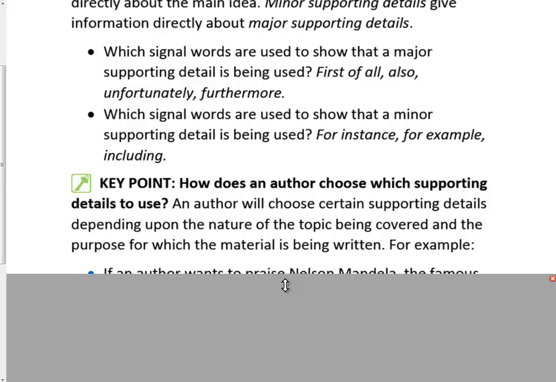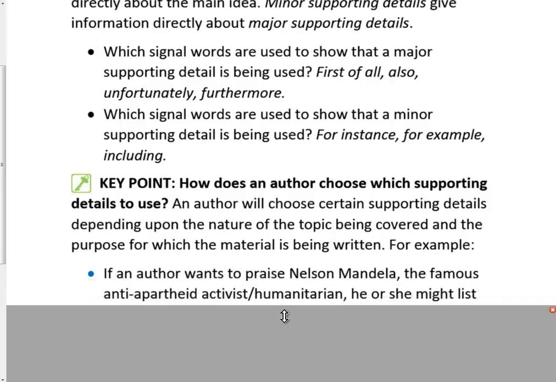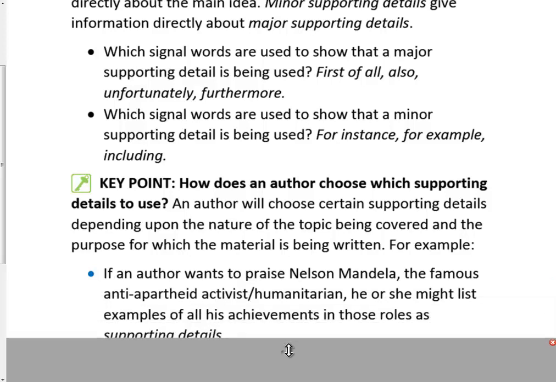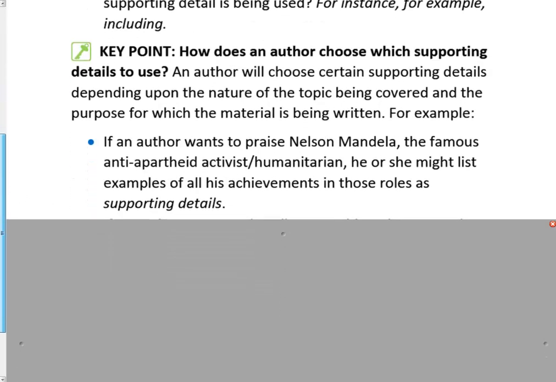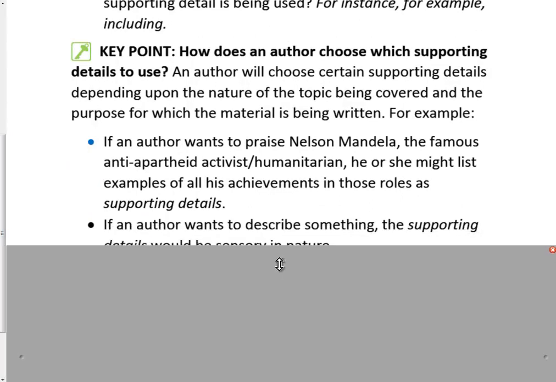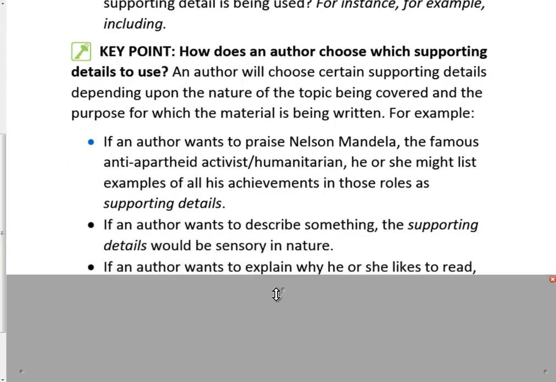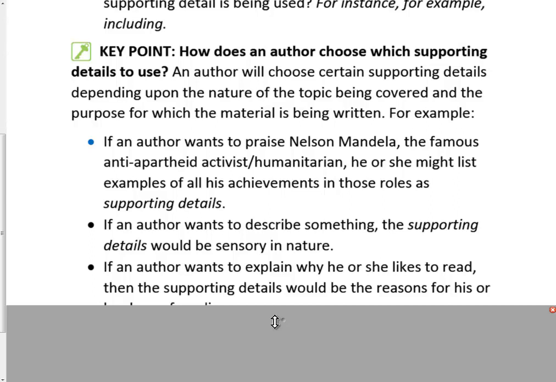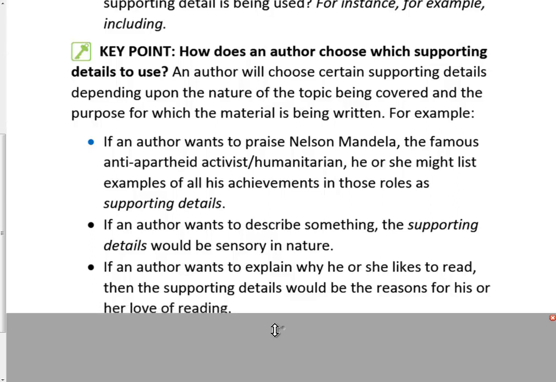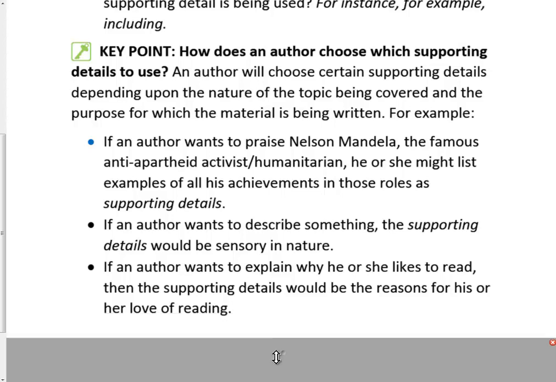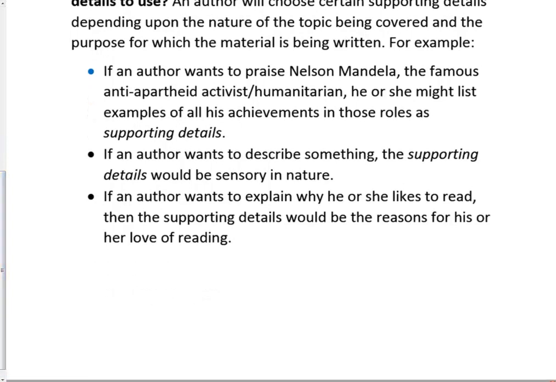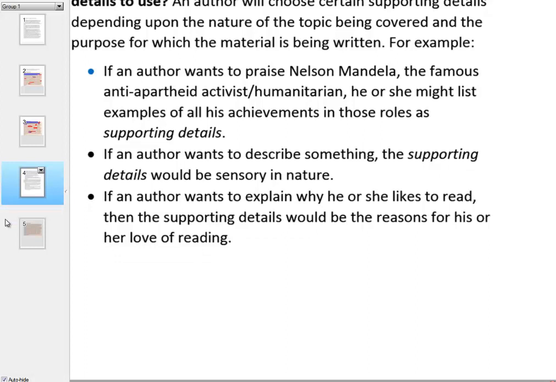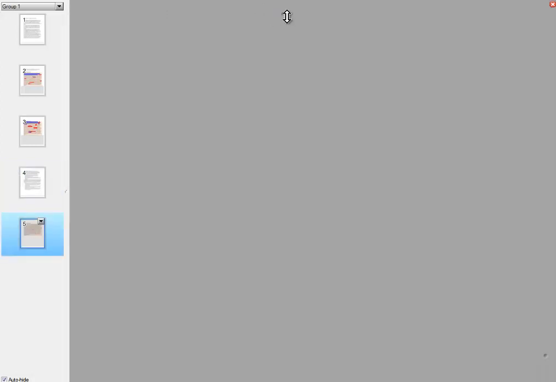For example, if an author wants to praise Nelson Mandela, the famous anti-apartheid activist and humanitarian, he or she might list examples of all of his achievements in those roles as supporting details. If an author wants to describe something, the supporting details would be sensory in nature. If an author wants to explain why he or she likes to read, then the supporting details would be the reasons for his or her love of reading. And we have one more example to show you how the author goes about choosing supporting details, depending upon the topic and the purpose for the writing.